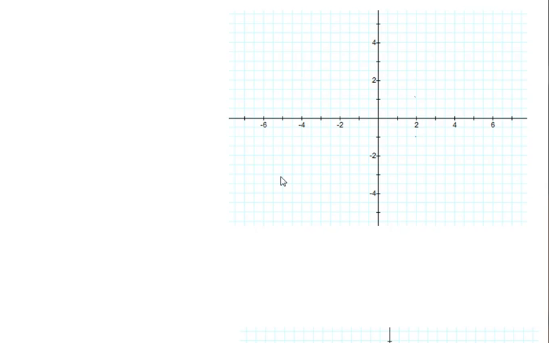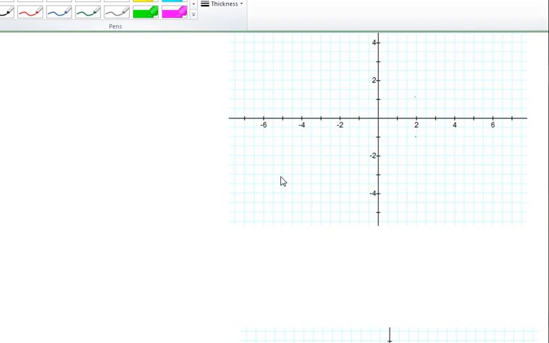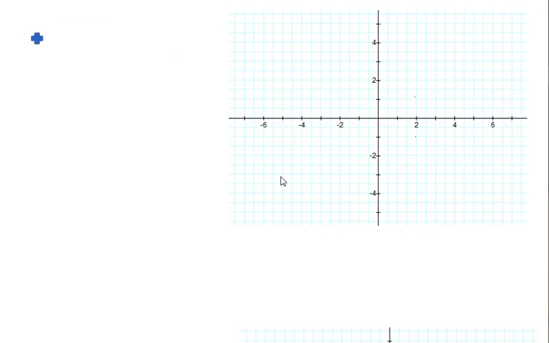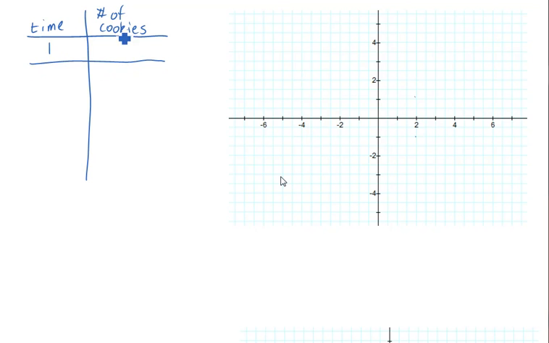Like, let's just say that we have a graph that is a chart that tells us the amount of time and the number of cookies that Mr. Bywater can eat in that amount of time. Okay, so let's say that after 1 minute, Mr. Bywater has eaten 6 cookies. And after 2 minutes, Mr. Bywater has eaten 12 cookies. And after 3 minutes, Mr. Bywater has eaten 18 cookies. Okay, and then after 4, of course, 24.